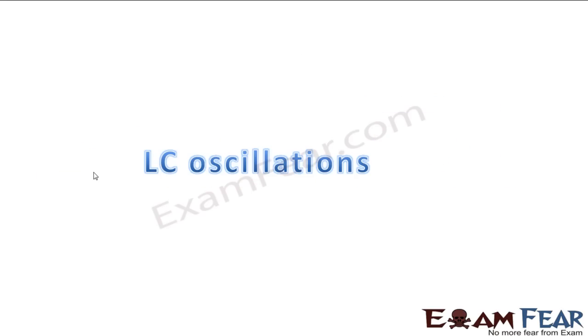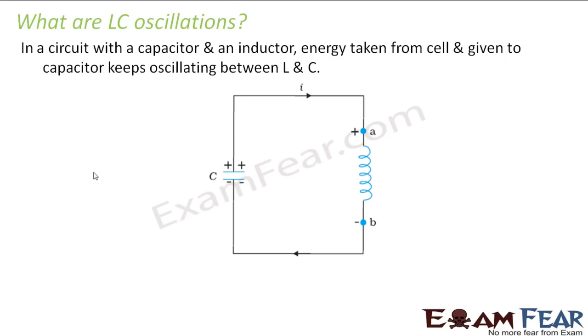We will now talk about an interesting phenomenon that happens with an LC circuit. That means a circuit where we have an inductor and a capacitor connected in the same circuit. So we will see what LC oscillations are and what gives rise to such oscillations. Let us suppose you have a circuit with a capacitor and an inductor, as you can see here.